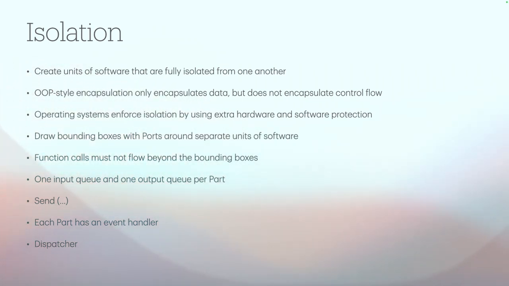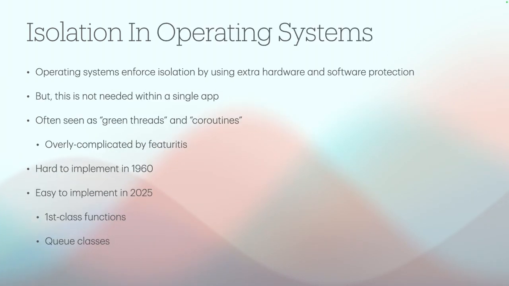Operating systems enforce isolation using extra hardware and software protection. Draw bounding boxes with ports around separate units of software, ensuring function calls don't flow beyond these boundaries. Isolation in operating systems uses extra hardware and software protection, but this isn't needed within a single app. We often see this as green threads and coroutines, but these are often overly complicated. Isolation was hard to implement in 1960, but is easy in 2025 with first-class functions and queue classes.